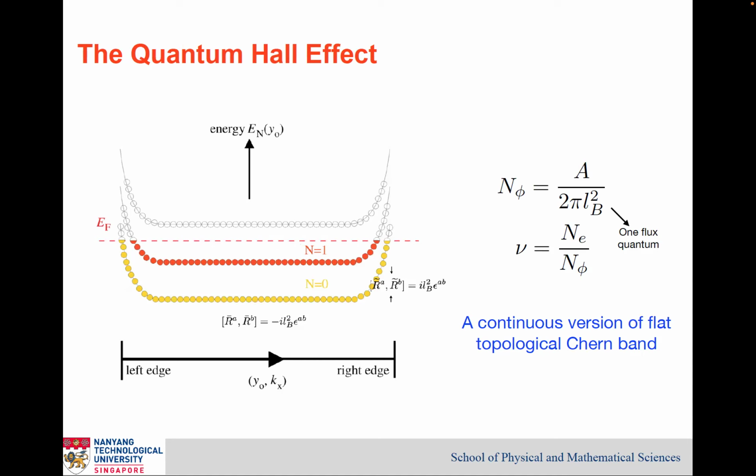and the number of states in the Landau level is given by the area, as you can see over there, the area of the sample divided by the area of a single magnetic flux. So that's analogous to the number of unit cells in the system.